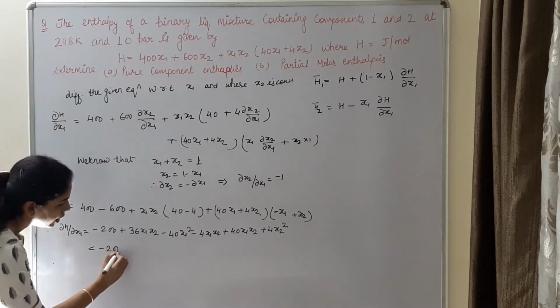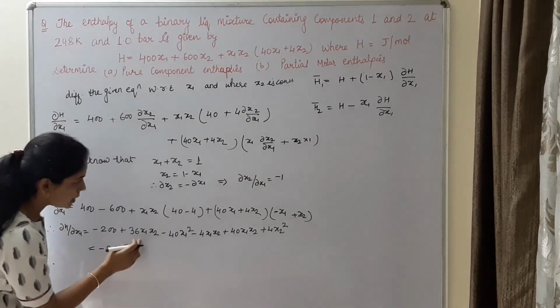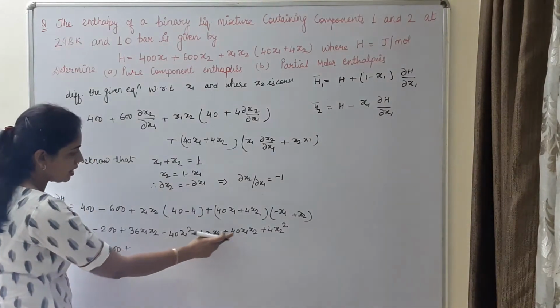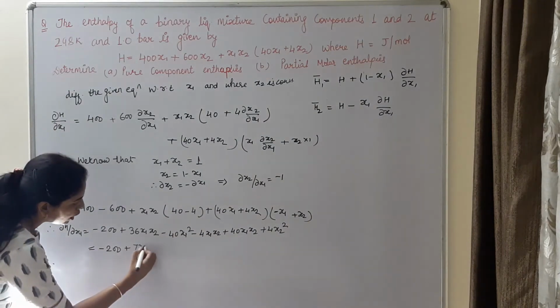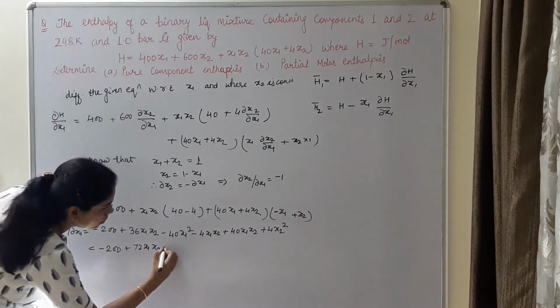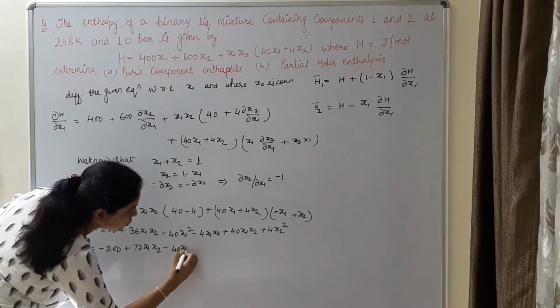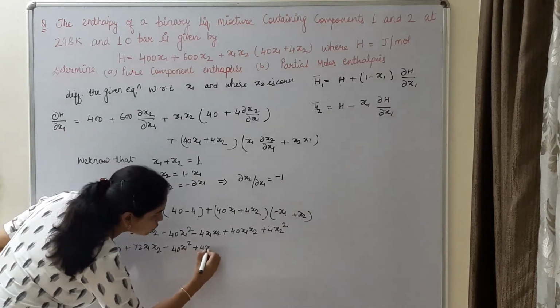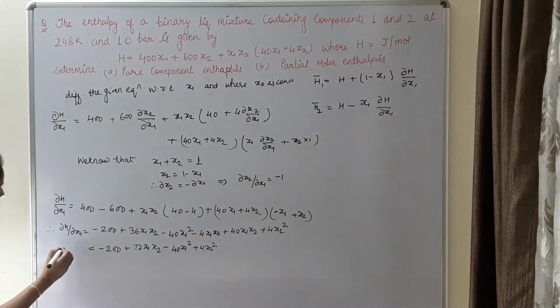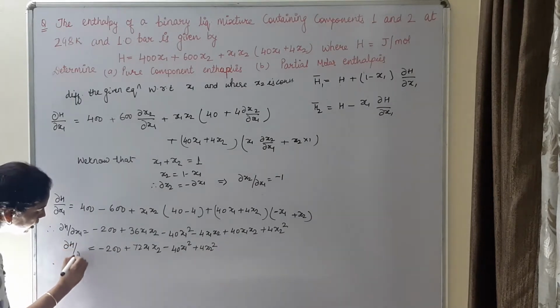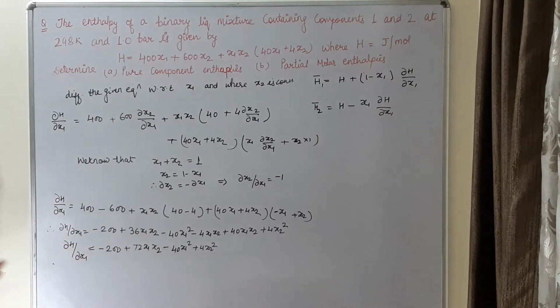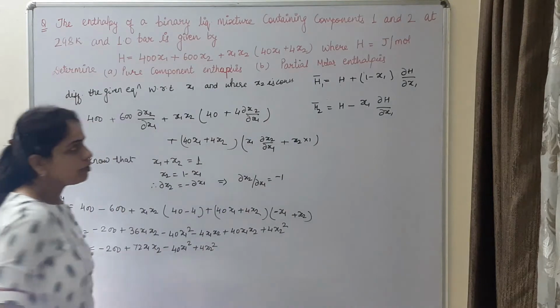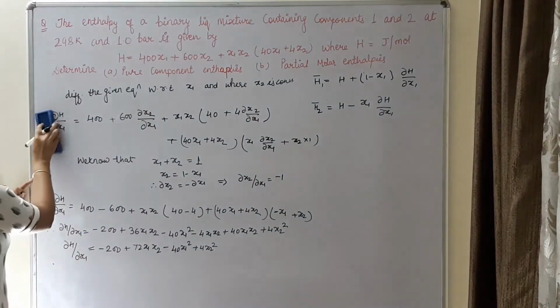-200 + 36 + 40, so 76 - 4, 72 x1 x2, - 40 x1² + 4 x2². So this is the value of ∂H/∂x1. Now we have all the values. So substitute all the values in this relation.